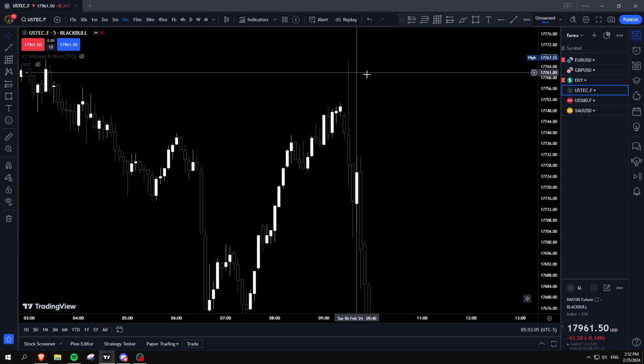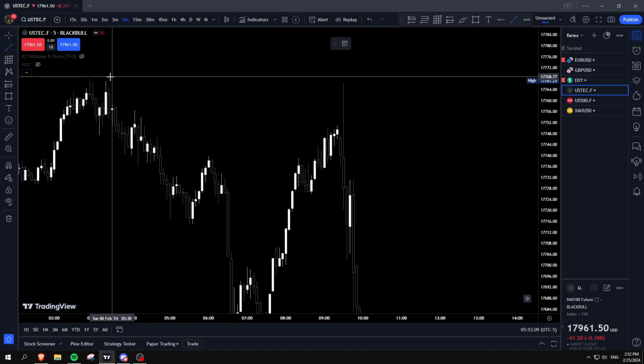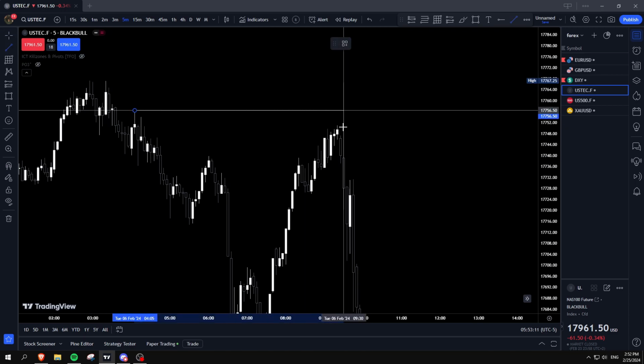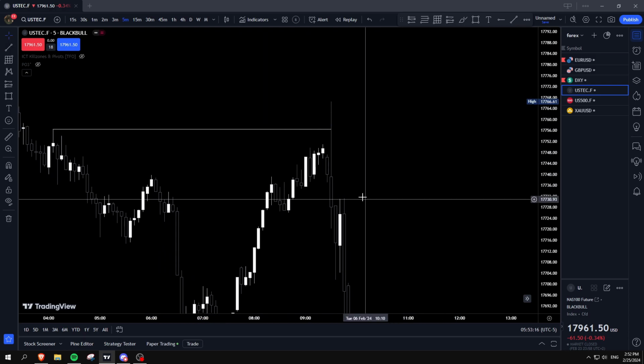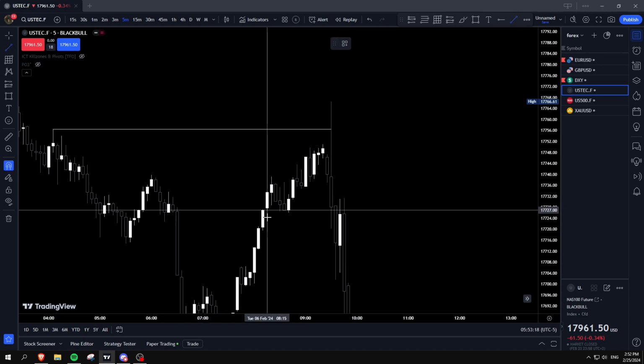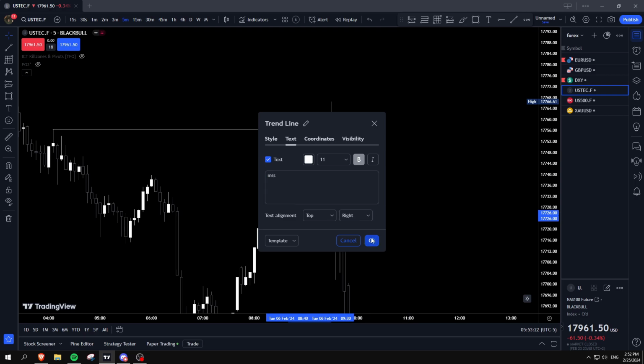As you can see here, we have a high swept. We sweep buy side here. We didn't sweep this, but we swept this buy side. We swept this buy side. After this buy side had been taken, we have what we were waiting for, a market structure shift, right? We have a market structure shift right here, and buy stops.